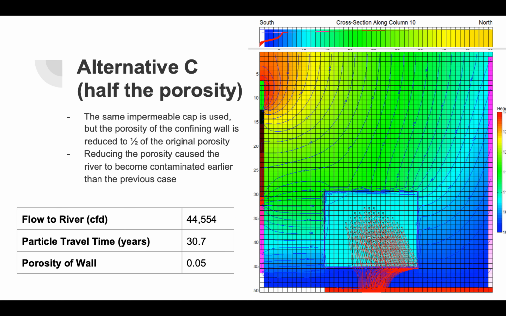We tried to see if changing the porosity of the confining wall would help with remediating the site, so we reduced it to half of the original porosity, at 0.05, and this did the opposite of help because it actually caused the particles to reach the river in half the amount of time that it did when the porosity was 0.1. So this did not help to remediate the site.